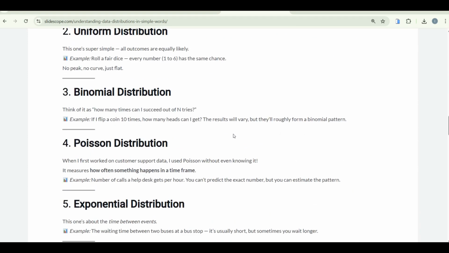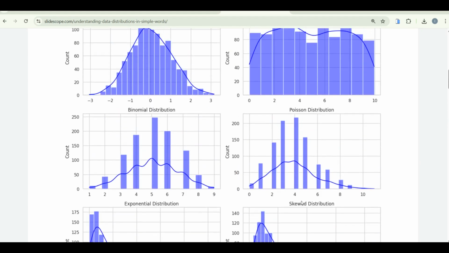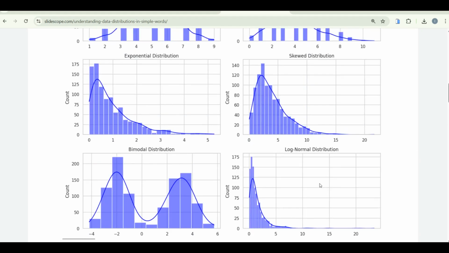Then we have Poisson distribution. When I first worked on customer support data, I used Poisson without even knowing it. It measures how often something happens in a time frame. Example, the number of calls a help desk gets per hour. You can't predict the exact number, but you can estimate the pattern. So this is how it looks.